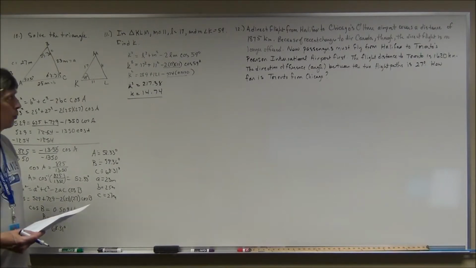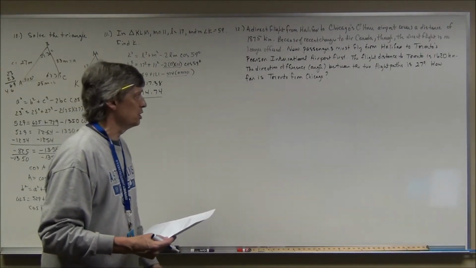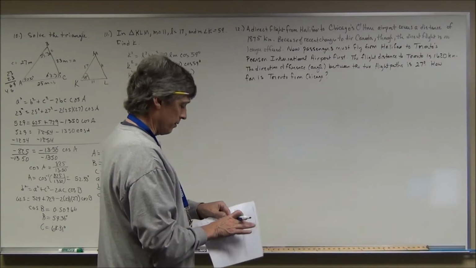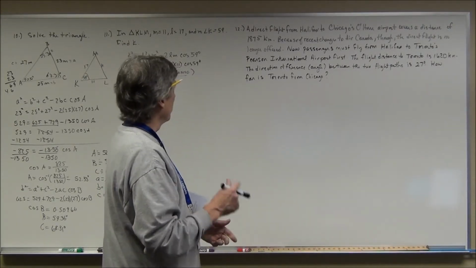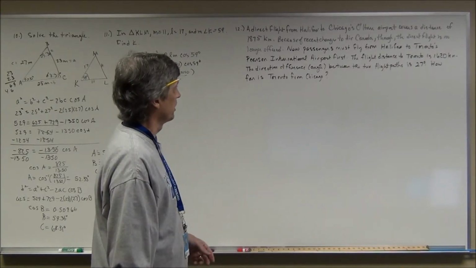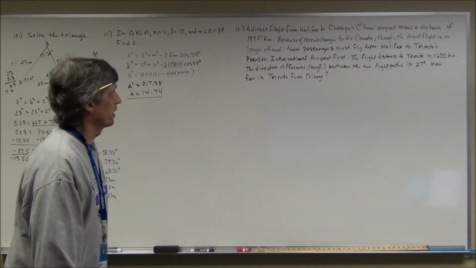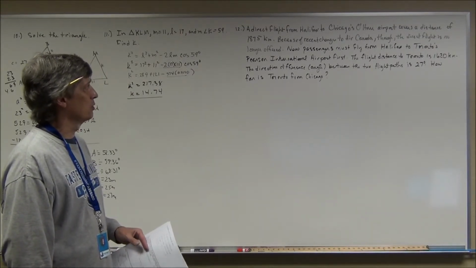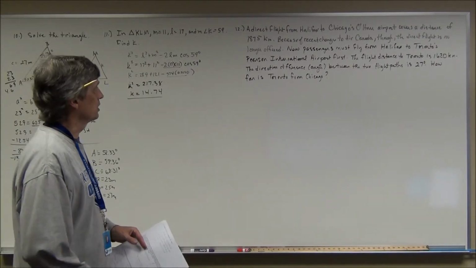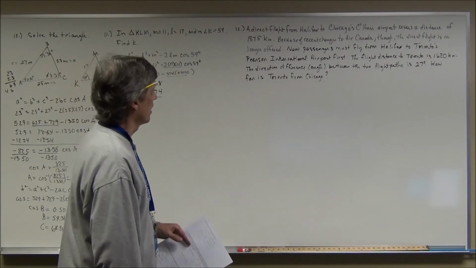Now to do problem 12, my suggestion is to draw a picture. Now, I don't know where Halifax is. I kind of know where Chicago is. And I can kind of guess where Toronto is. I know it's in Canada, but I'm assuming Halifax is also in Canada. So it says a direct flight from Halifax to Chicago's O'Hare Airport covers a distance of 1,875 kilometers.